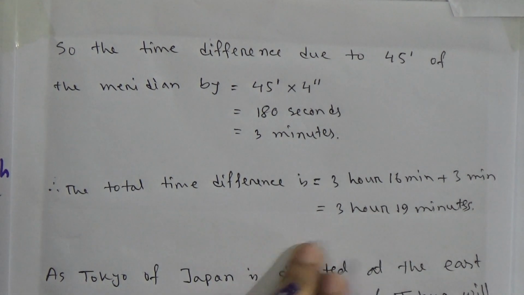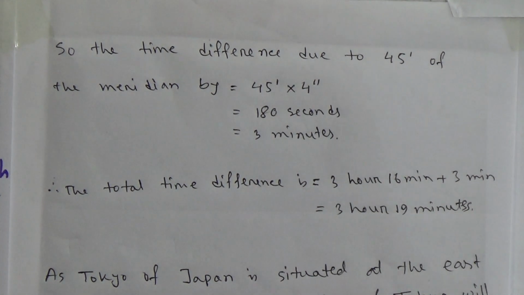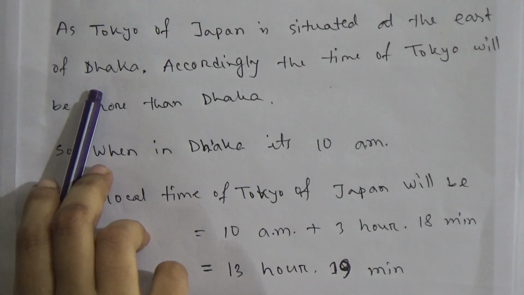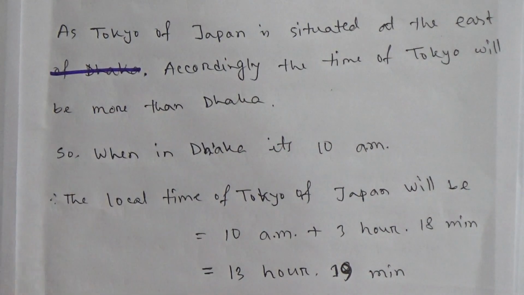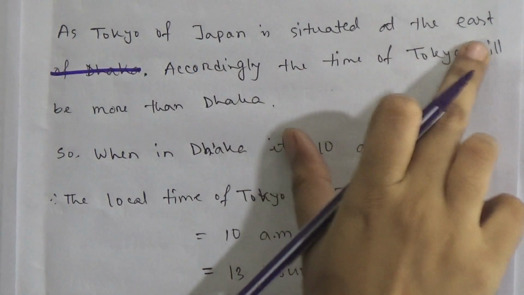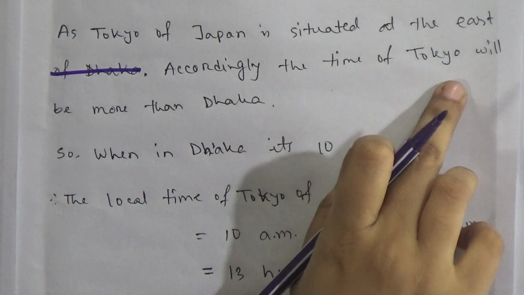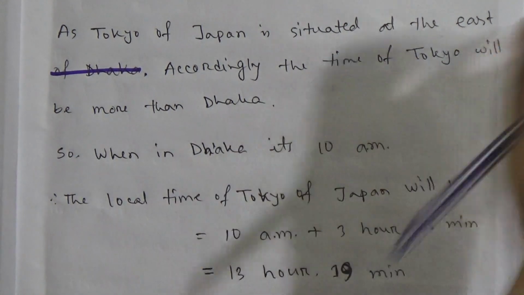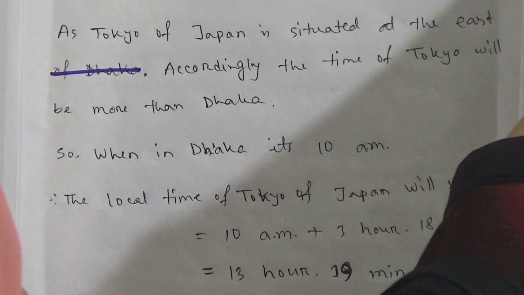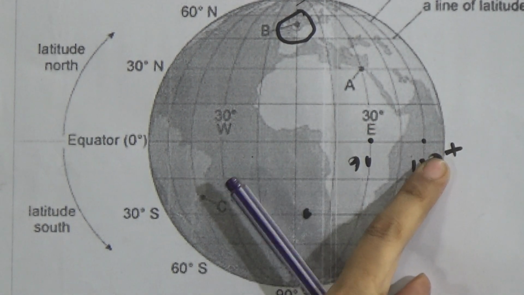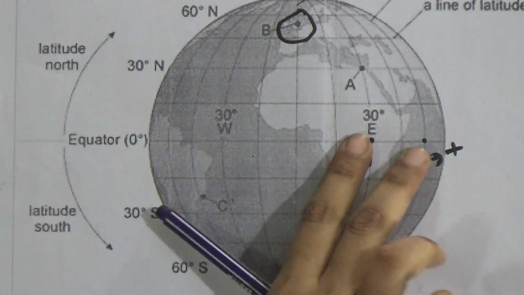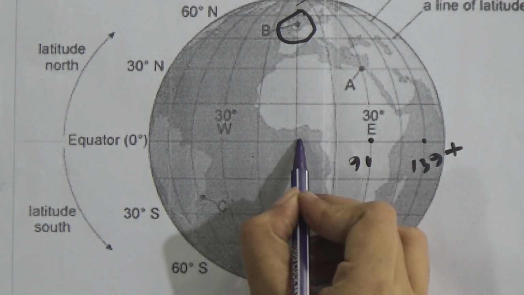So we have to find out the actual local time of Japan. How will we find the time of Japan, we will discuss here. As Tokyo of Japan is situated at the east of Dhaka, the time of Tokyo will be more than Dhaka. That means from this structure we can see, as this is Dhaka and this is Japan, Japan's time will be more than Dhaka, because we can find the difference from here to here.